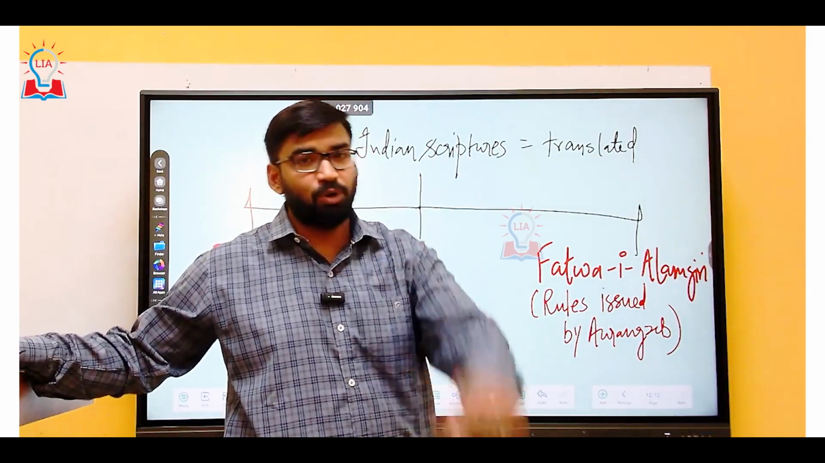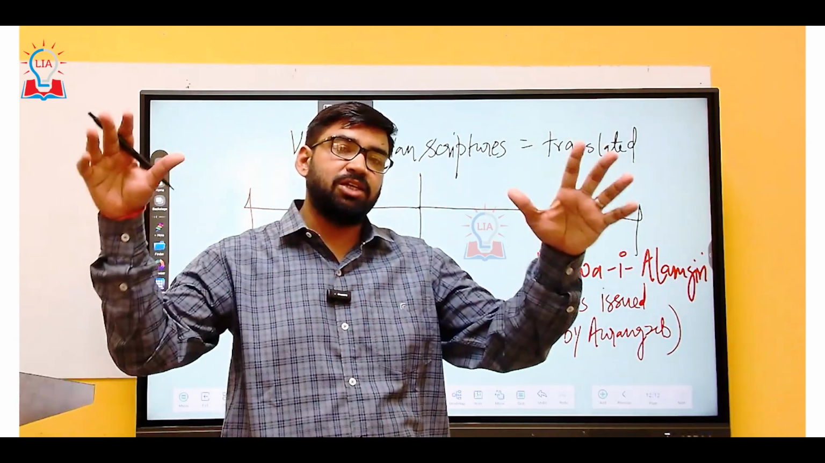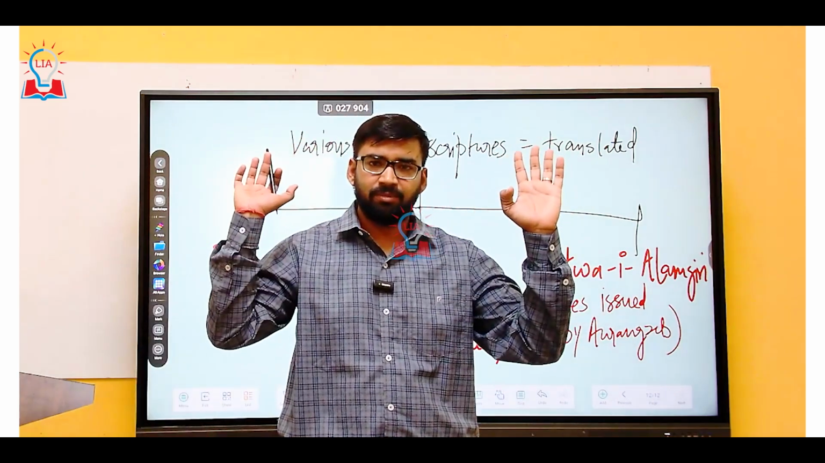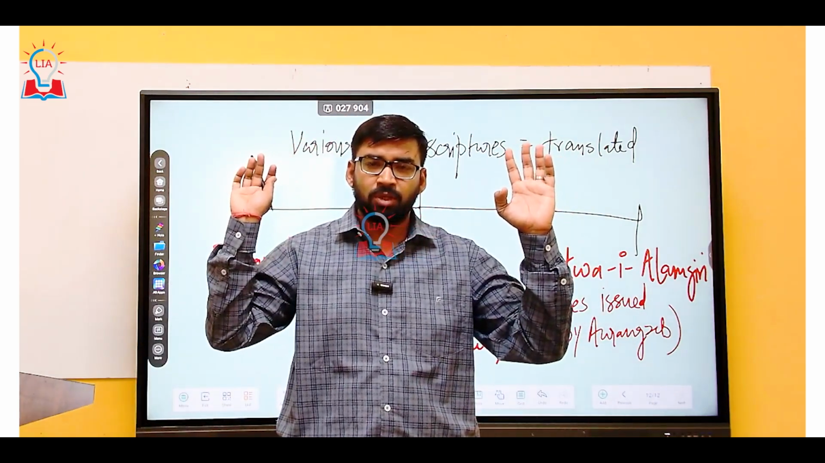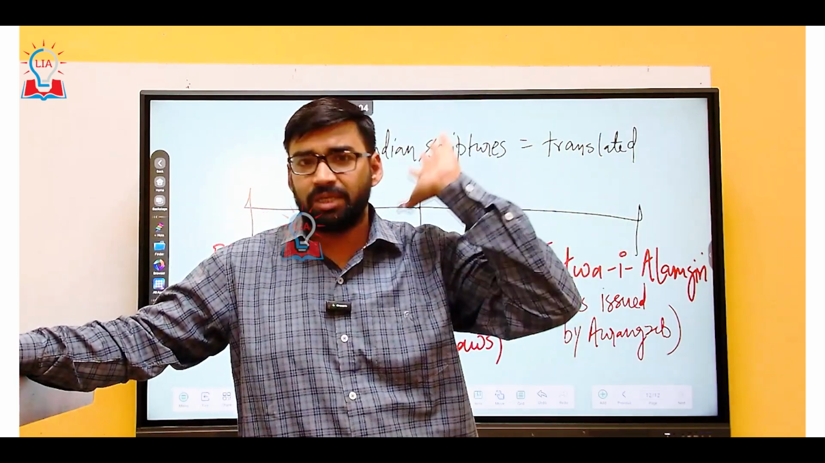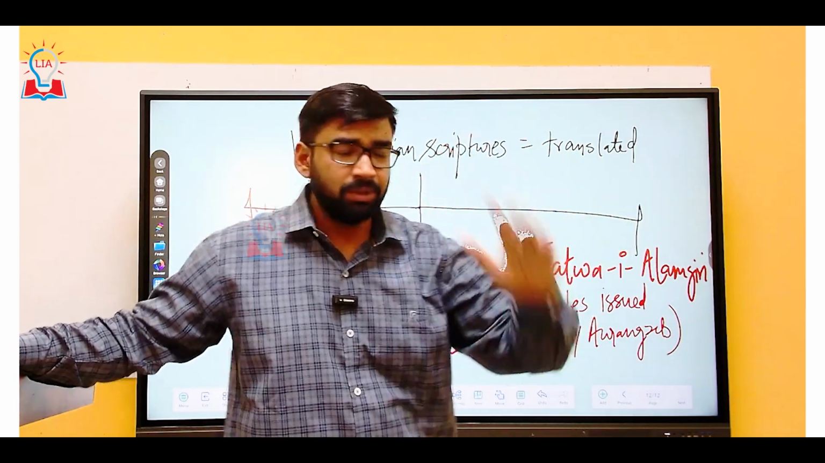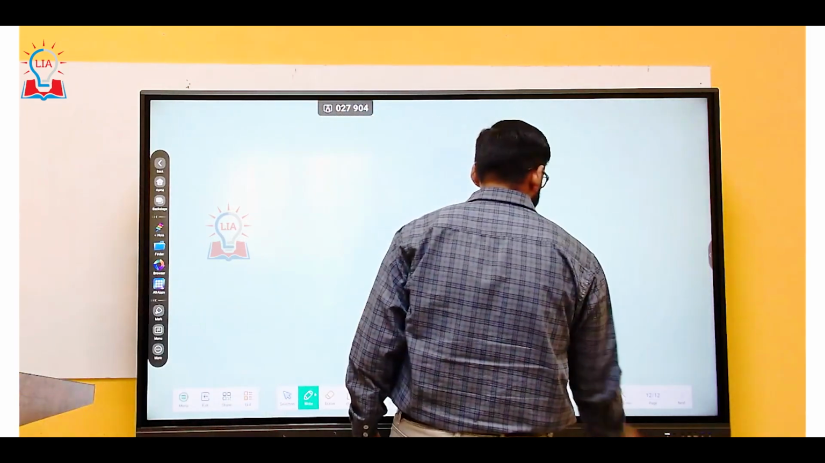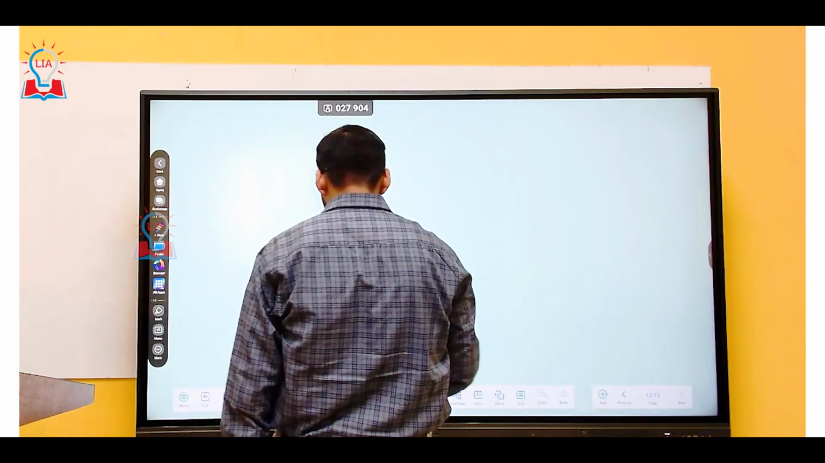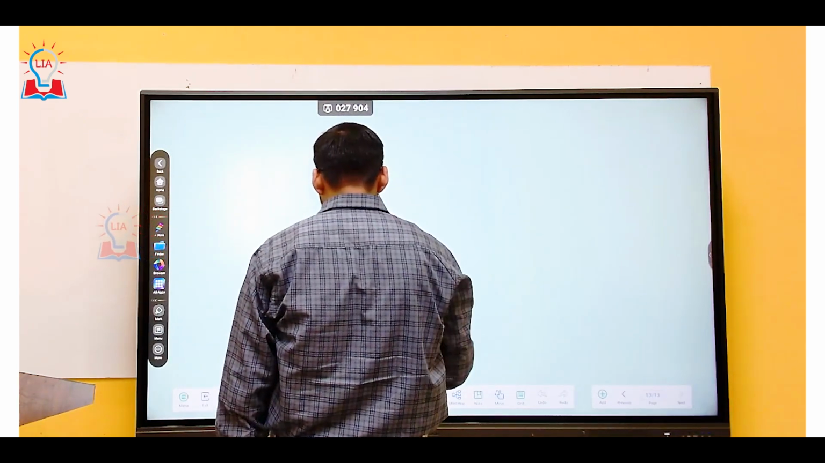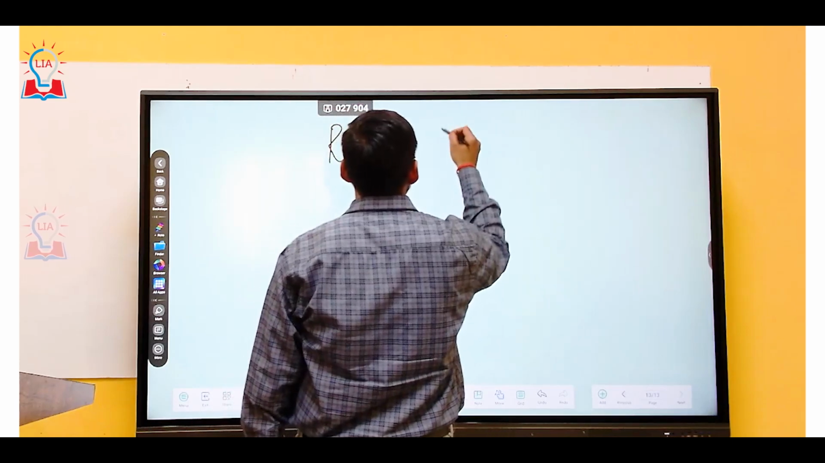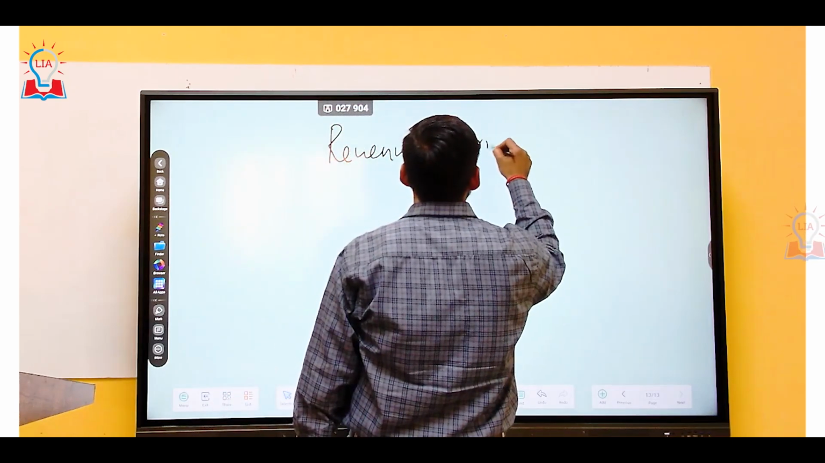So this is the first policy. They started translation of Indian scriptures. I hope this much is clear. No need to mug up all these things. Just try to understand the concepts. Getting my point? Now, another important policy, the second policy, was revenue reforms.